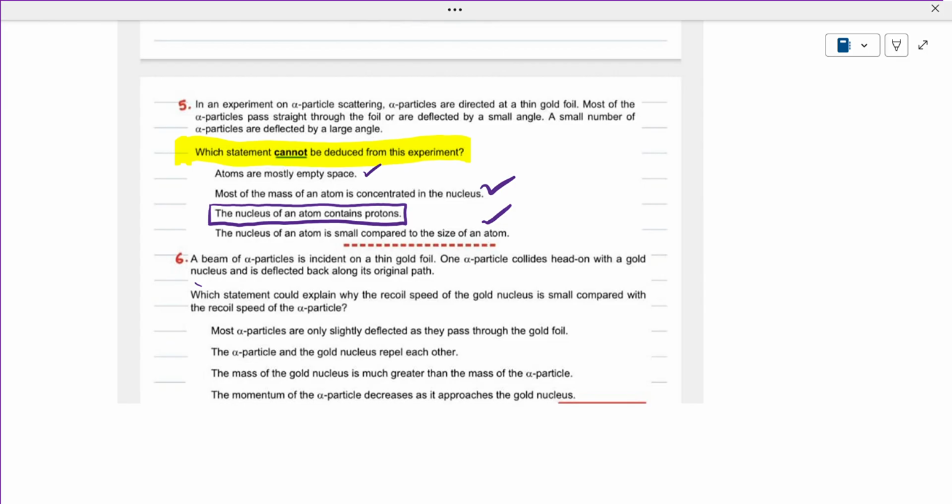Most alpha particles are only slightly deflected, pass through the gold nucleus. The alpha particles and gold nucleus repel each other. Though they are repelling, that's not the reason. The mass of the gold nucleus is much greater than the mass of the alpha particle. That's the reason, and here one thing plays a role, that is inertia.